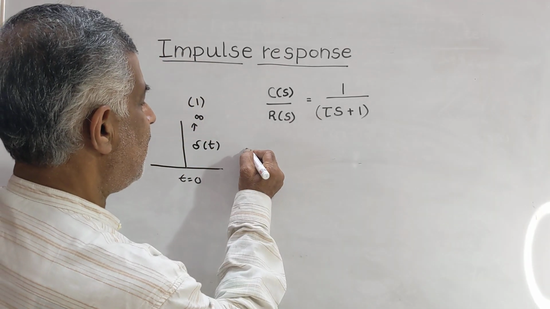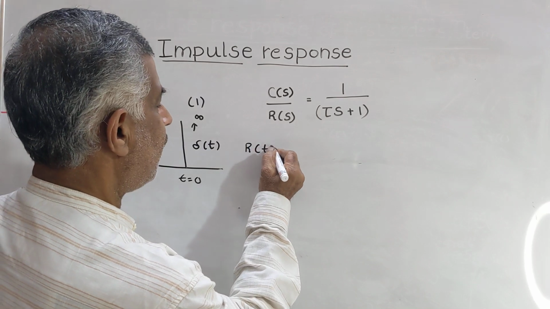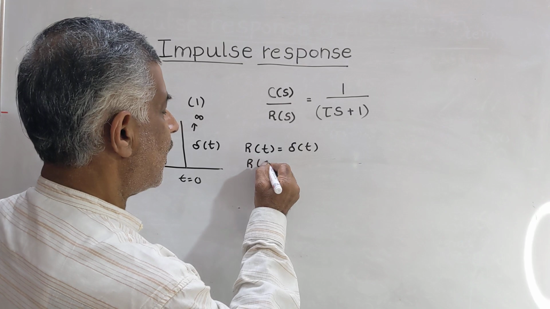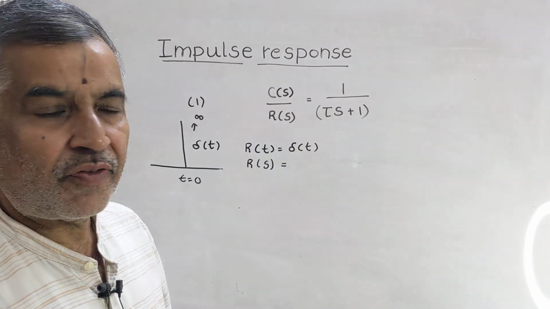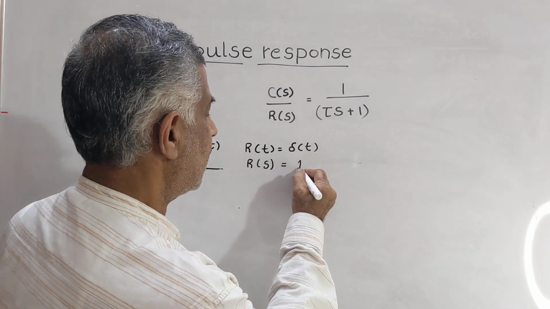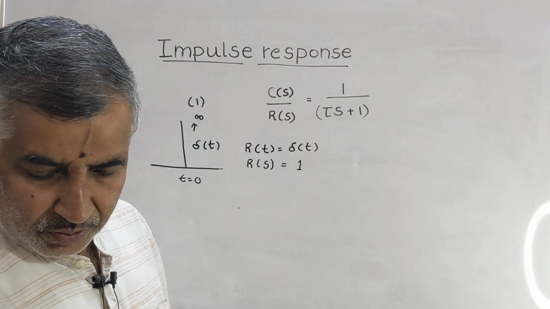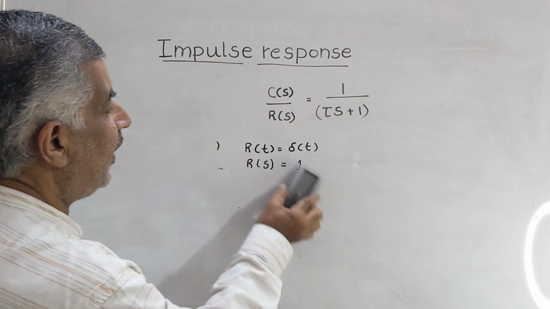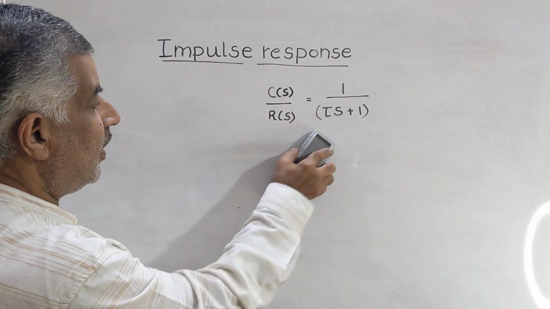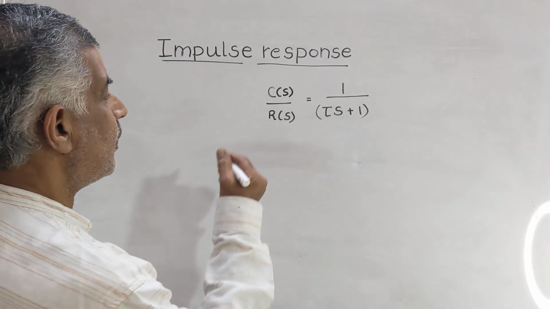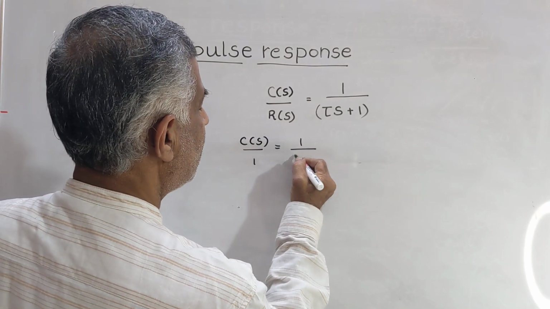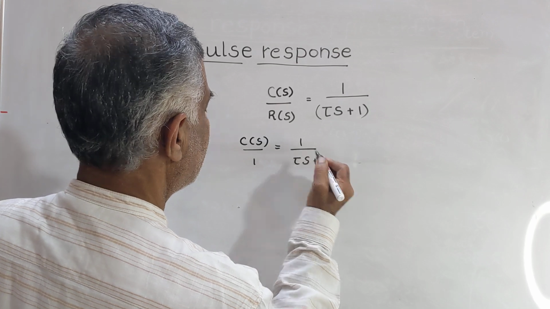So what is r of t? R of t is equal to delta of t. Then Laplace transform of impulse function, unit impulse, is 1. So with this in mind, now you can find the response. Now the response becomes C of s by 1 equal to 1 over tau s plus 1.